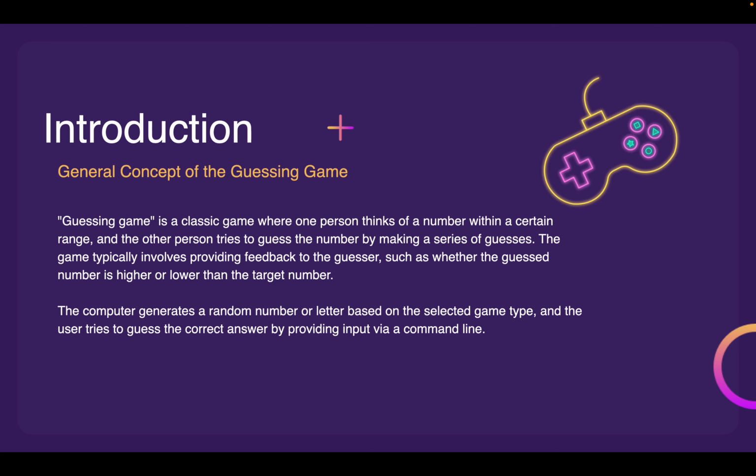General concept of the guessing game. This game is a classic game where one person thinks of a number within a certain range and the other person tries to guess the number by making a series of guesses. The game typically involves providing feedback to the guesser, such as whether the guessed number is higher or lower than the target number. The game continues until the user correctly guesses the secret number or letter.